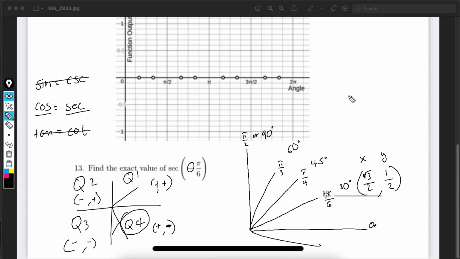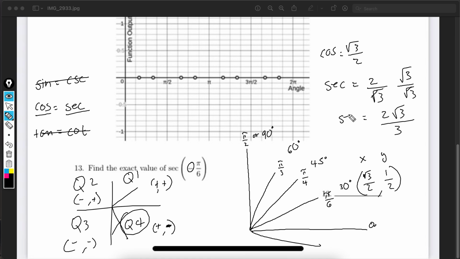But because it's secant, you flip things. So if this is cosine, radical 3 over 2, secant, you would flip it. This is what I mean. Now, this is a big no-no. We can't have a radical in the denominator. So what we're doing is this. You feel me? Boom, boom. It'd be 2 radical 3 on the numerator, and just regular 3 at the bottom, or the denominator. So this is the answer. This would be the exact value of secant of negative pi over 6.